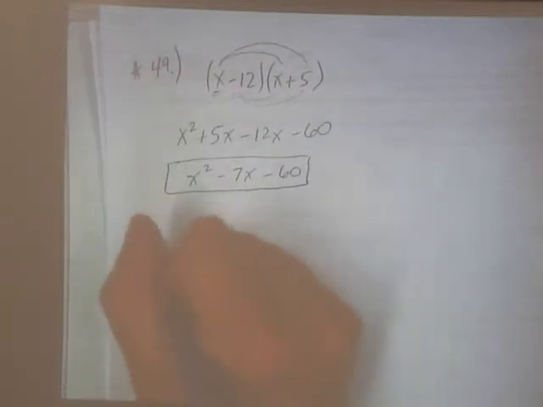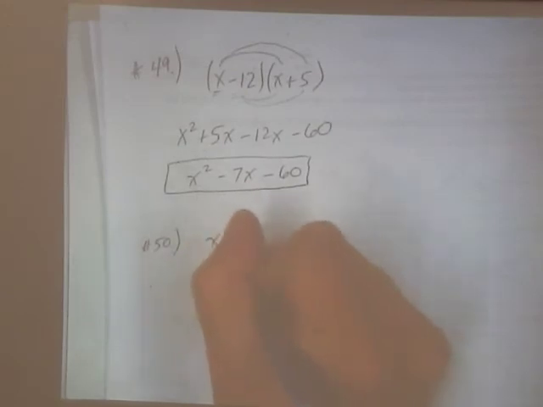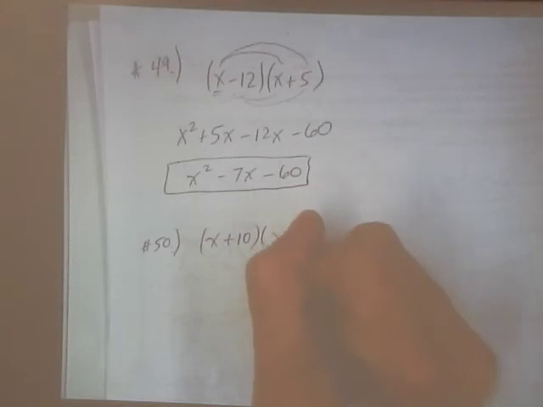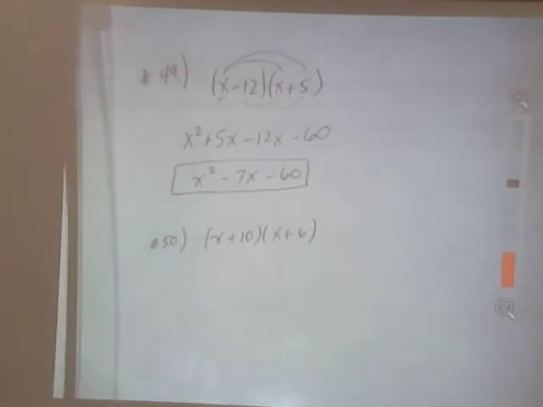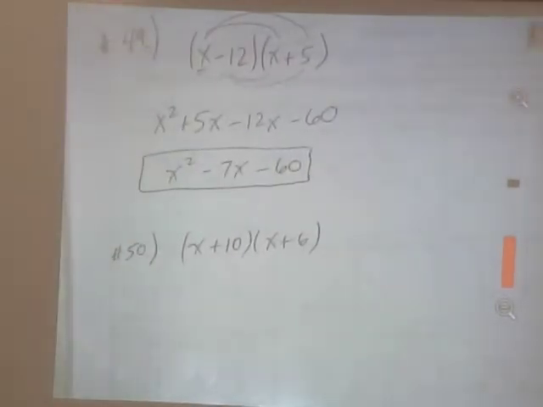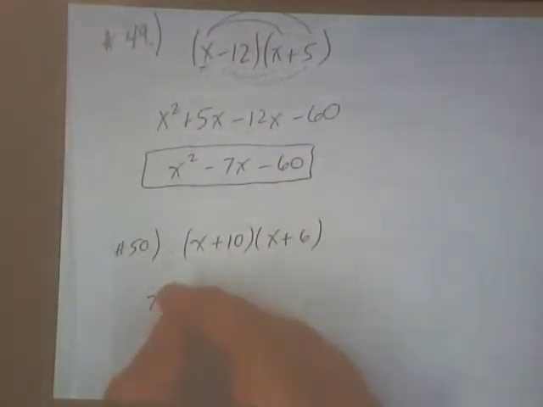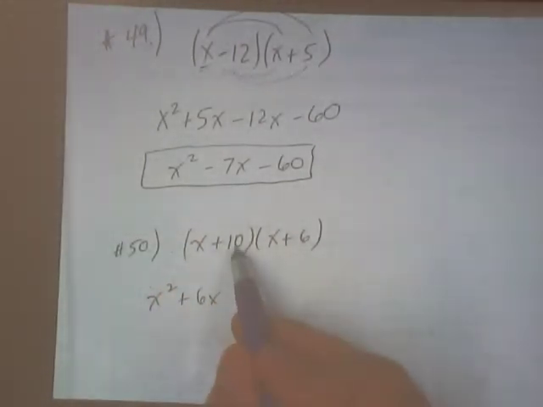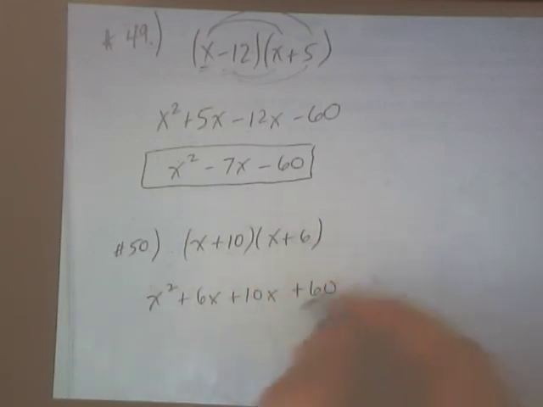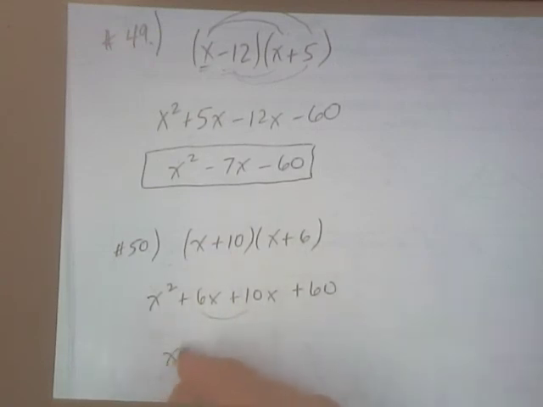Okay, number 50. x plus 10 times x plus 6. Same thing, x times x is x squared, x times 6 is plus 6x, 10 times x is plus 10x, and 10 times 6 is plus 60. Combine these guys, you get x squared plus 16x plus 60.